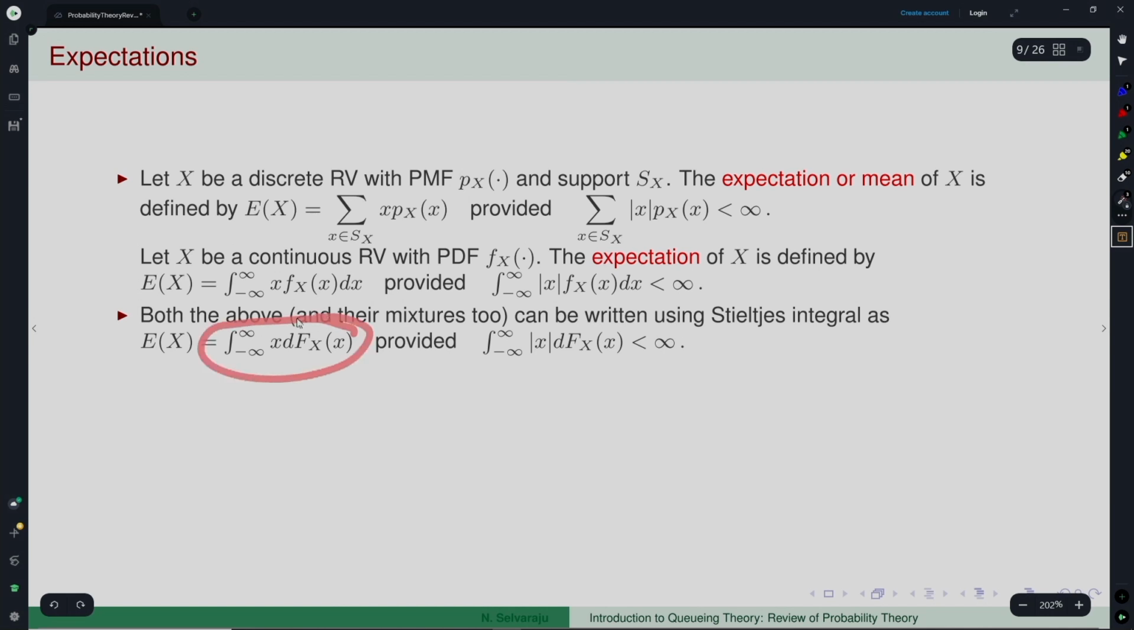So, what does this mean? In the discrete case it would mean this sum, and in the continuous case this would mean this sum, that is all. Of course, if you know the theory about the Stieltjes integral, it will be convenient, but otherwise you do not need to focus too much on this part.